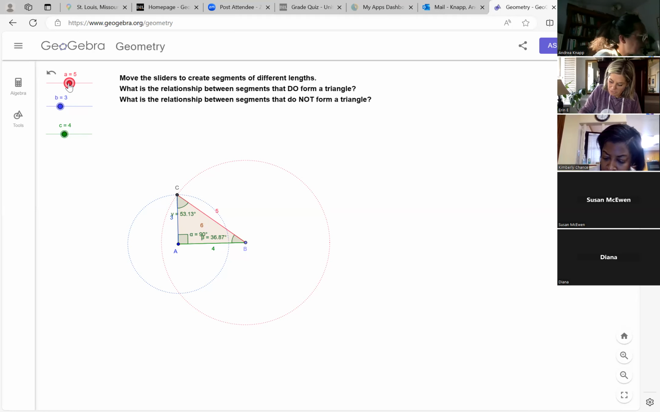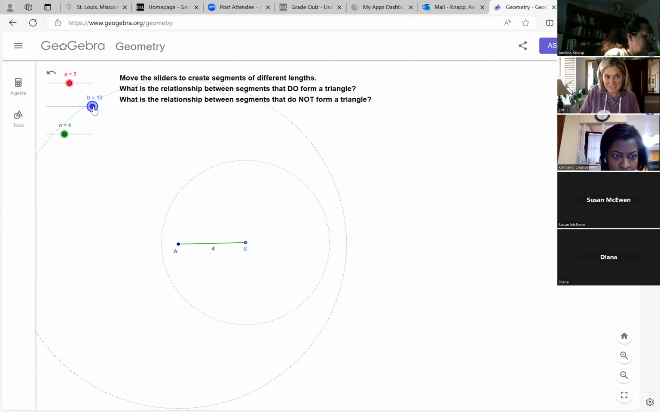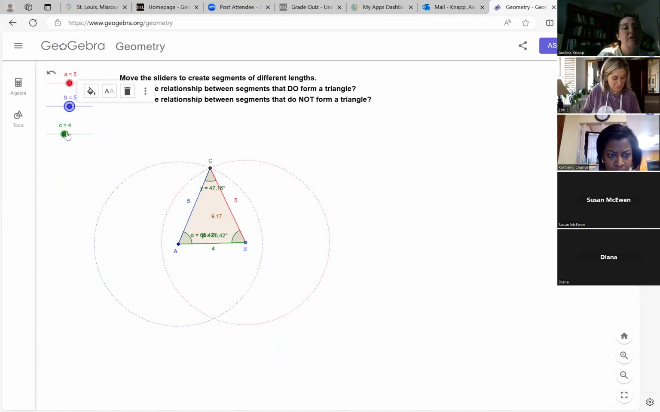Okay, for D, can we make a triangle with sides 4, 5, and 10? So we already have 4 and 5. Let's move B to 10. Possible? Nope. No, adding 4 and 5 together is not greater than 10. You're correct on that. Okay, can we make an equilateral triangle with sides 5 centimeters? So can we put these all at 5? Yes.